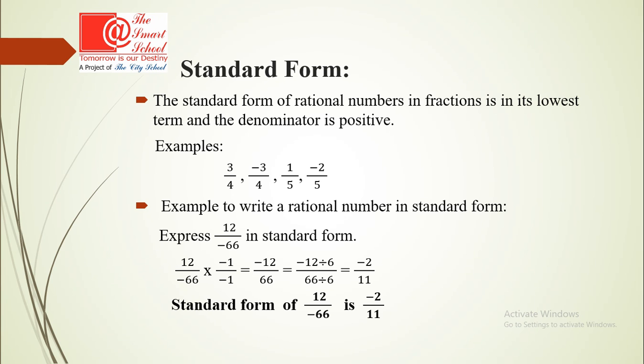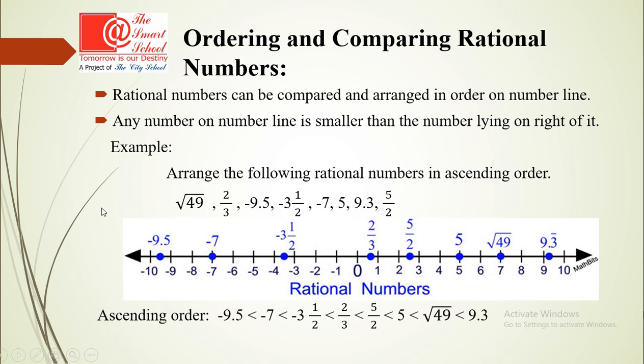So the answer will be minus 2 over 11. So this is a standard form of 12 over minus 66. Is it clear to all of you? I hope it is. Now, ordering and comparing rational numbers.